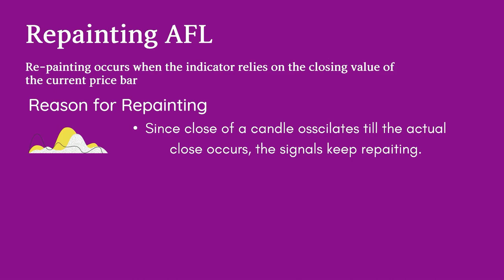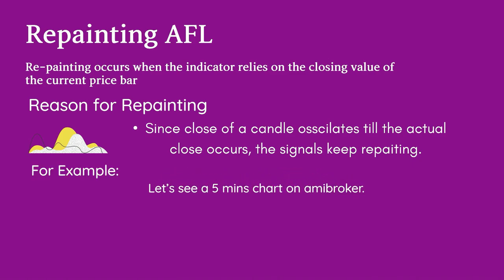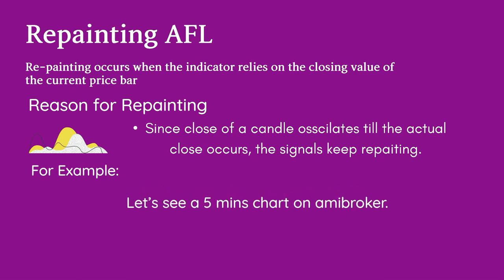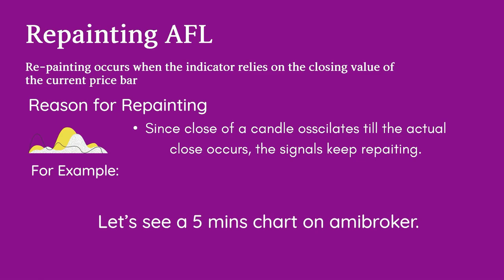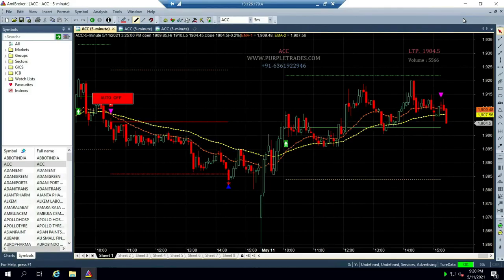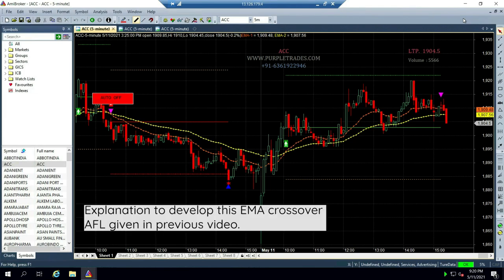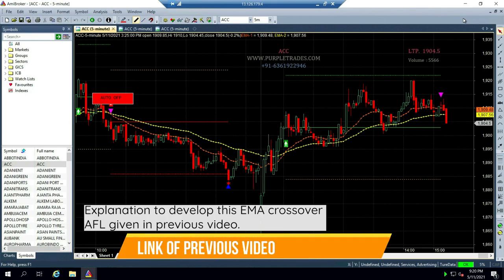So since the close of a candle oscillates till the actual close occurs, the signal keeps repainting. Now for example, you have an algorithm which is taking into consideration the close of a 5 minute candle. To explain this visually, let me take an example on AmiBroker itself. So this is my AmiBroker, and in the last video we developed this EMA crossover AFL right along with you guys. If you're interested in developing this EMA crossover from scratch, I have already explained it in detail in my previous video that you can check out.